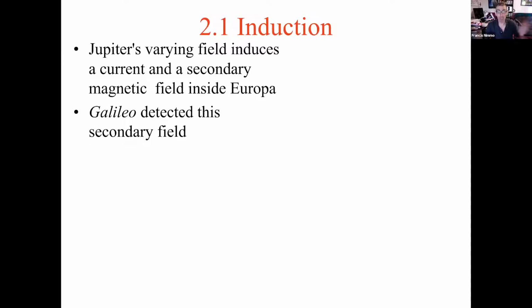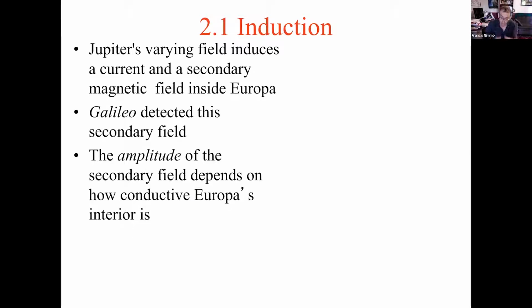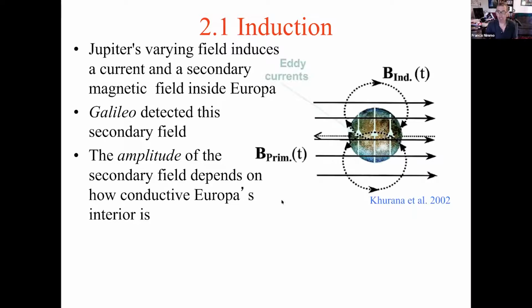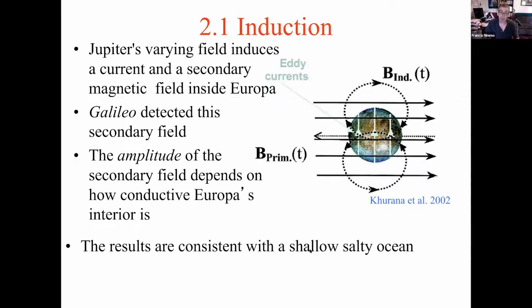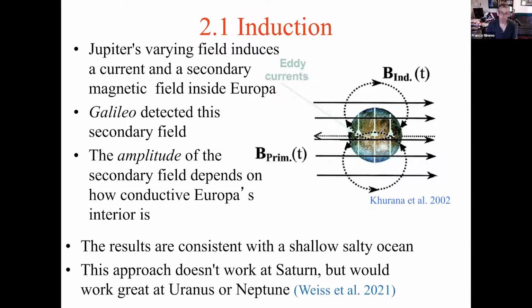Galileo, when it flew past Europa, detected this secondary field, and the amplitude of that secondary field tells you how conductive Europa is. And so this is just a little schematic. You've got the primary field, which is time varying, in a conductor that produces eddy currents, that generates a secondary field that opposes the primary field. And so we can measure the secondary field. And what was found is that the conductivity that you get is consistent with a shallow, salty ocean. Salt water is quite conductive. And so this is a very good way of detecting subsurface oceans.